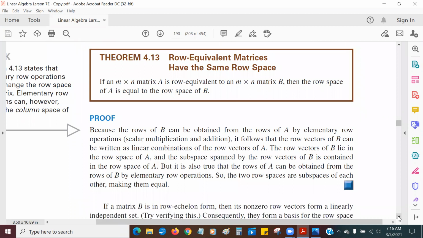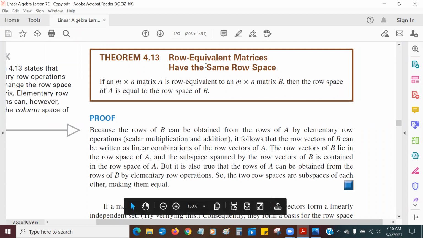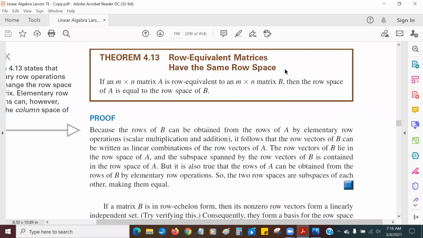Okay. So here's a really important and useful theorem. We're going to use it a lot. Row equivalent matrices have the same row space. Meaning, if I take a matrix and do my elementary row operations to get some row equivalent matrix, those two matrices will have the same row space. The proof is kind of common sensey, so let's just go through it. You start with matrix A, and you do a bunch of operations to get matrix B.